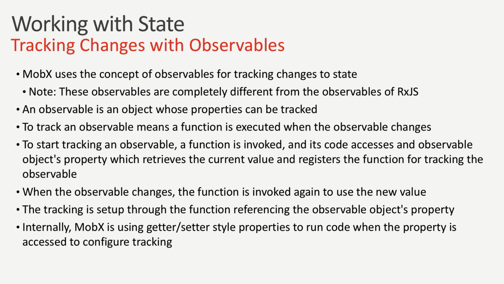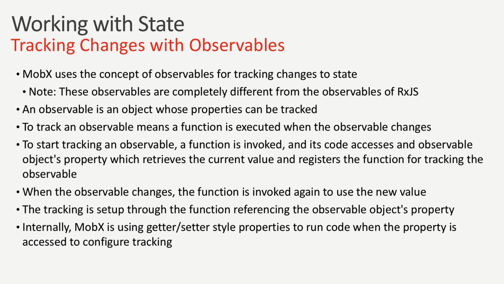So to actually start tracking an observable, basically the way this works is a function is going to be invoked. When that function is invoked, the code accesses the observable object's property, and it's going to retrieve the current value, but also register a function for tracking that observable in the future. Then when the observable changes, that function that was registered is going to be invoked again and will use the new value.